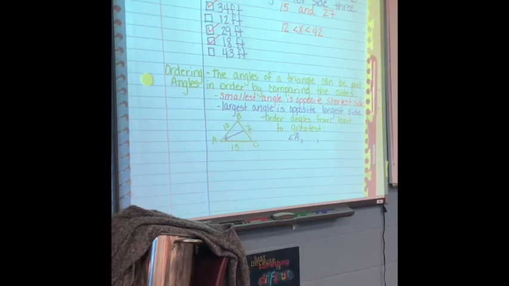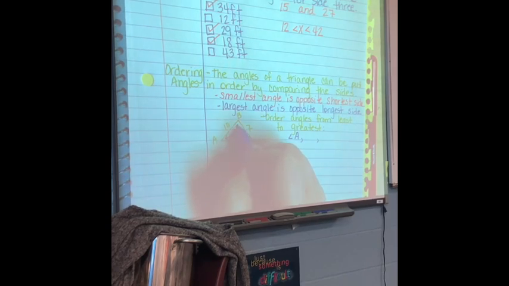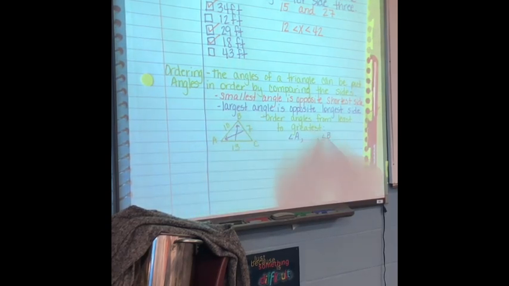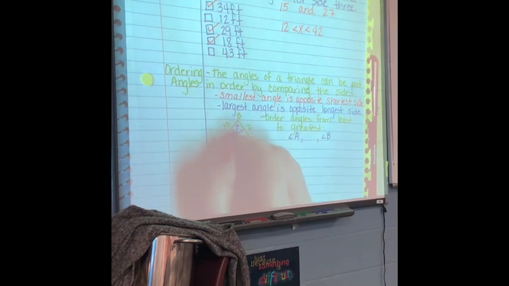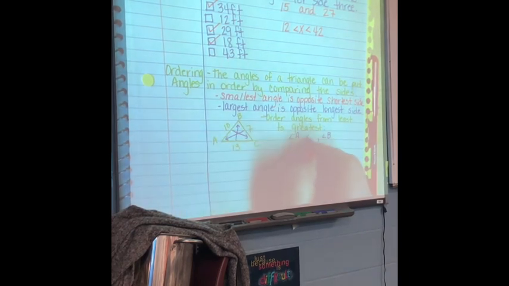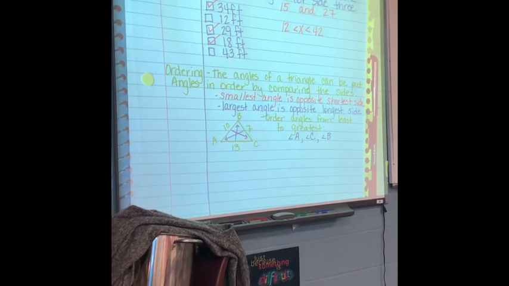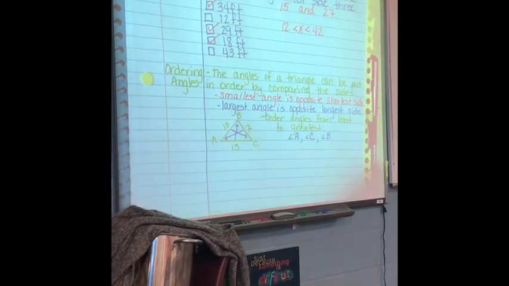All right, and then it says that the largest angle is opposite the longest side. Who is my longest side? AC. It's 13. And it is opposite angle B. So the greatest angle I have, or the largest angle I have, would be angle B. And so that leaves angle C to be in the middle. Questions there about ordering the angles?